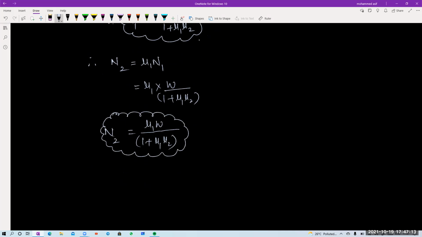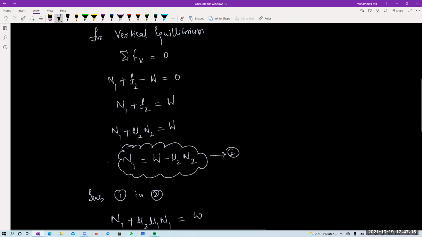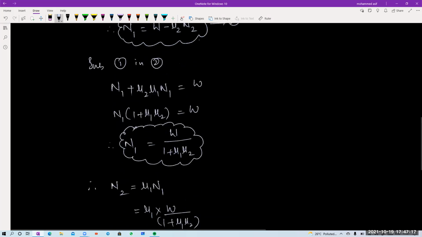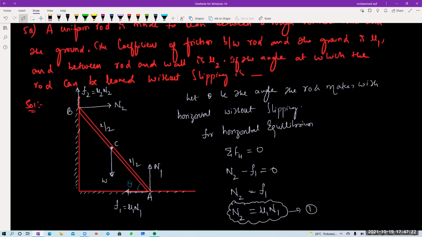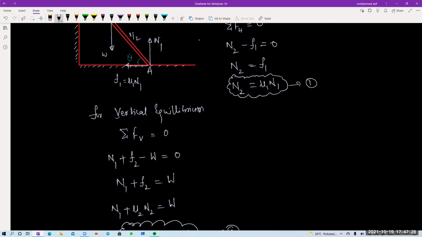Clear for everyone? Okay, so this is for the translational equilibrium. In the translational equilibrium, I got the values of N1 and N2. So that is for the translational equilibrium. For horizontal equilibrium, we got one condition, and for vertical equilibrium, we got another condition.